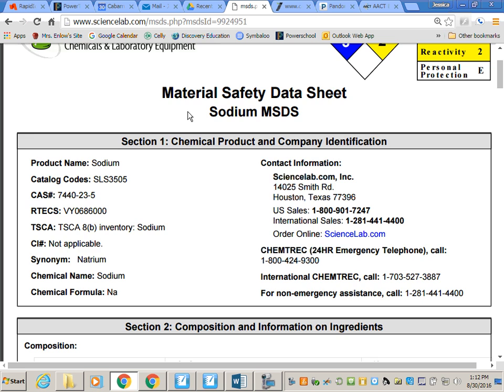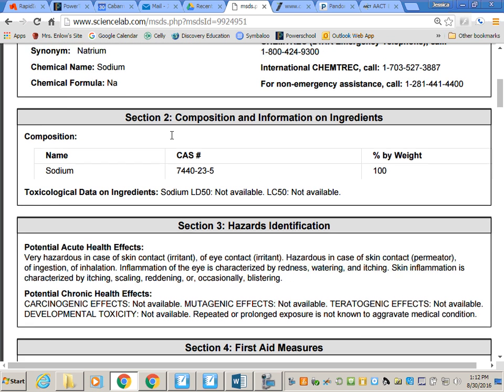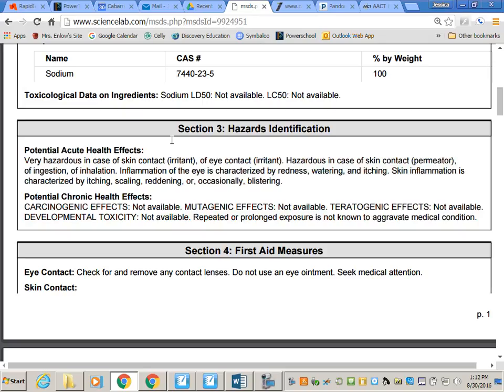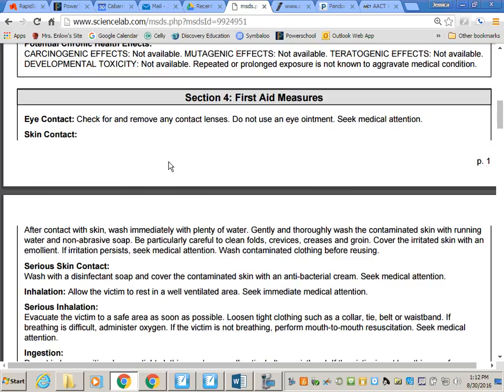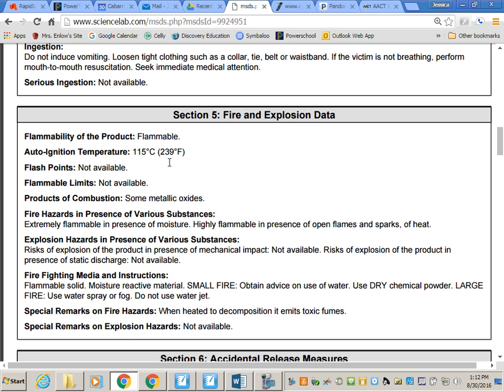You're like, all right, so compositional information, nobody cares. Hazard information, this is about health. Maybe that's important to your safety symbols. Wink, wink. Okay, so that might be important. First aid measures, maybe information about your safety in terms of symbols, maybe not. The part about flammability might be pretty important, because do you think you should put something flammable next to something that is also flammable?